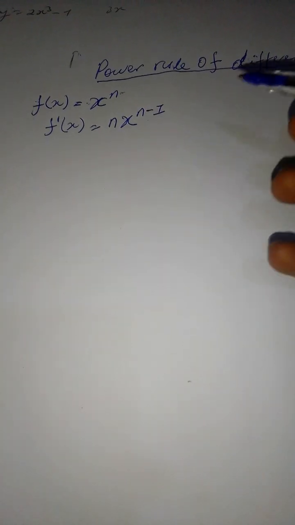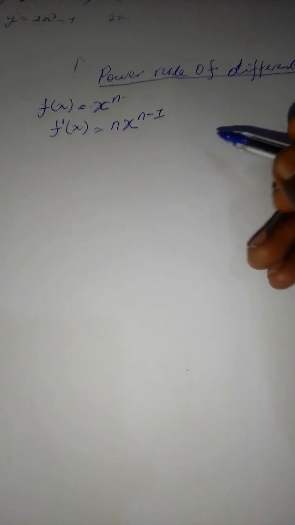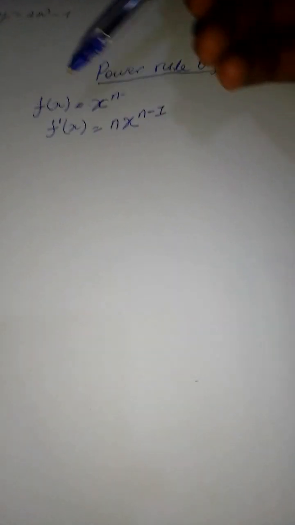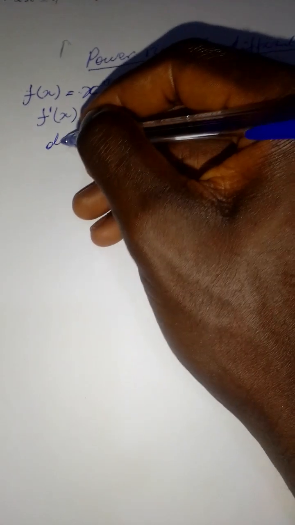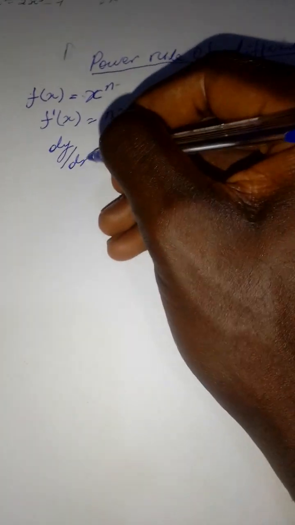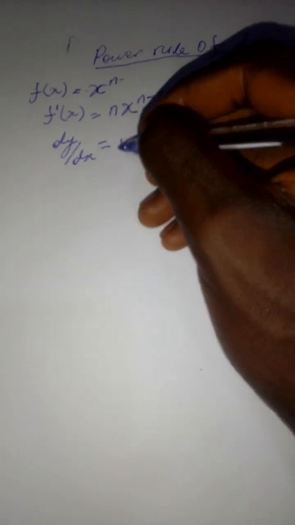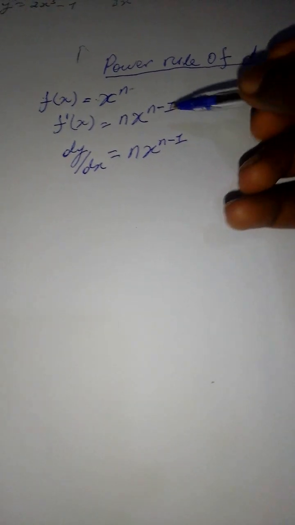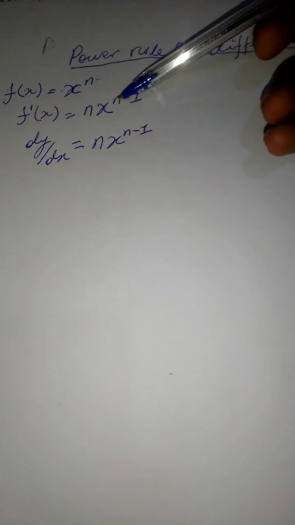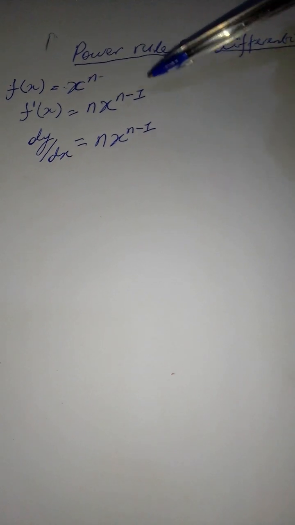Now we are going to go through some examples so we'll clearly see how the power rule functions. Because notice that f prime of x here is when we have differentiated it, so we can still write this as dy/dx equals n x to the n minus 1. So when you see f prime of x in differentiation, just know the function has been differentiated. So let's go through some examples.